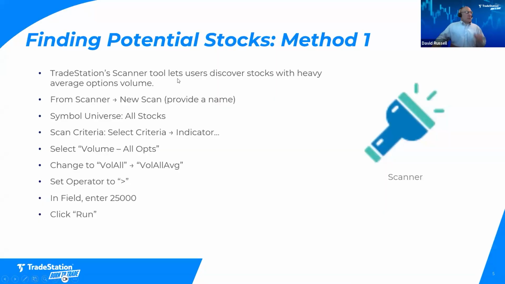Now I want to start off with Scanner. Scanner is a tool that lets people discover stocks with heavy options volume. It allows you to find all kinds of things, but we're going to use this for options volume. One of the things about options is that not all stocks or underliers are created equal. Some trade a lot of options, things like Tesla and Apple and Nvidia. These are extremely active. Most stocks are relatively inactive in the options market, and that means they may not have good liquidity. When you try to place orders, there might not be the ability to get filled easily, and to exit them especially.